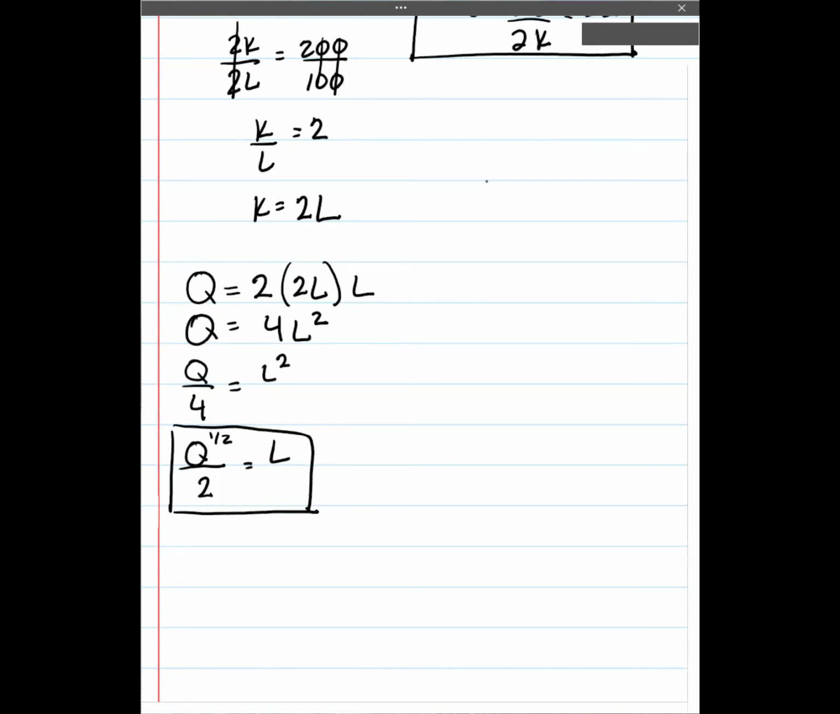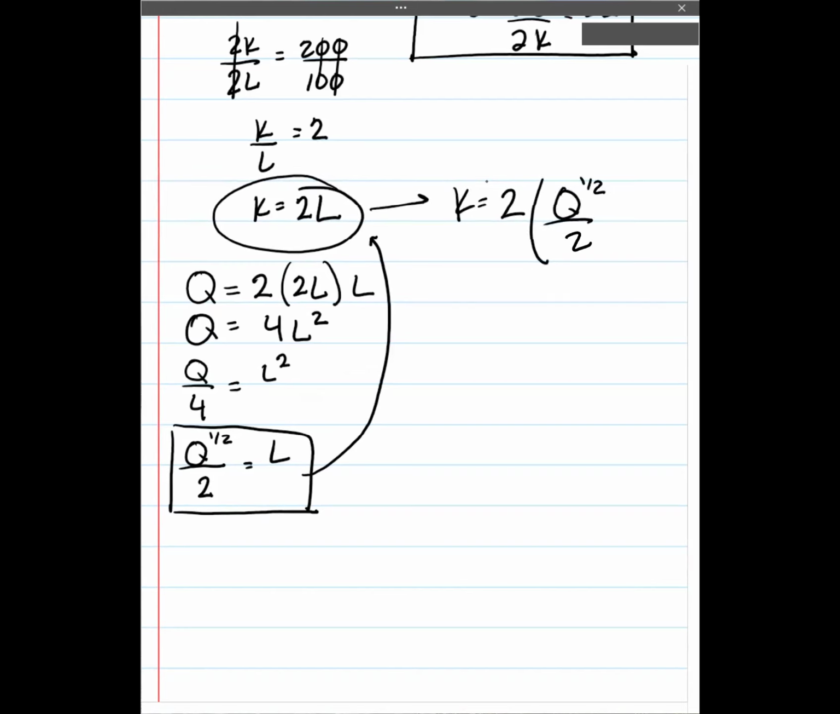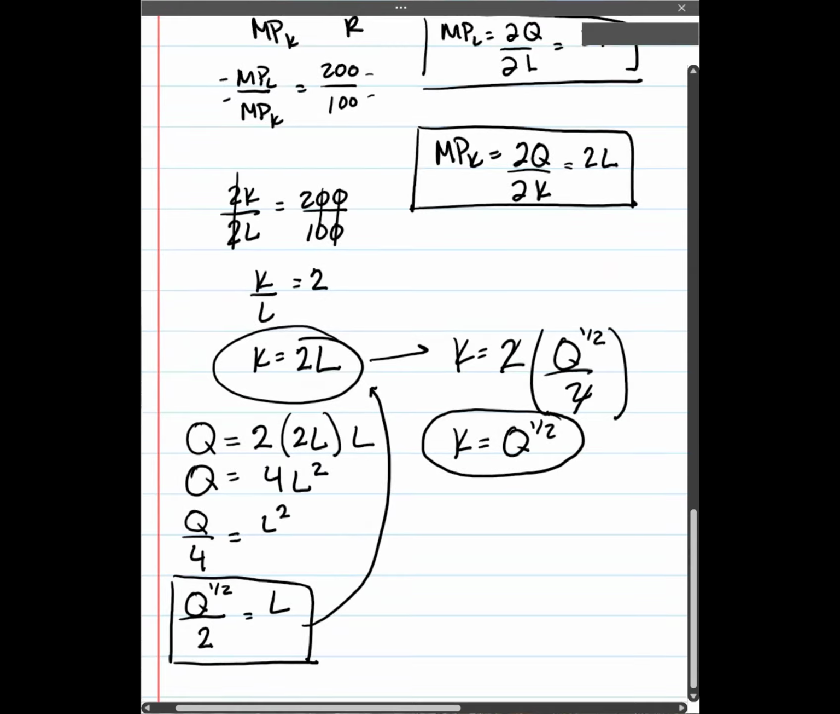Now we need to find the same in terms of capital. Luckily, we have the equation relating labor and capital, so we can just substitute for labor in terms of output what we just found. That produces capital equal to 2 times quantity to the 1/2 power, all over 2. So our 2's cancel out, and we're left with capital equal to quantity to the 1/2 power. That is the firm's demand for capital, and that is our answer for 2A.